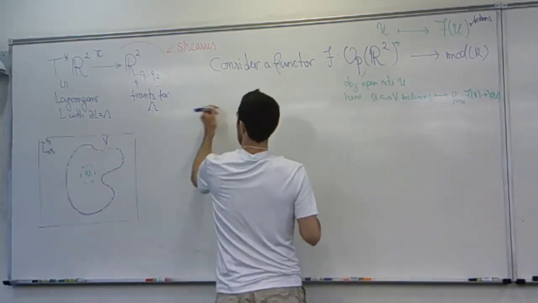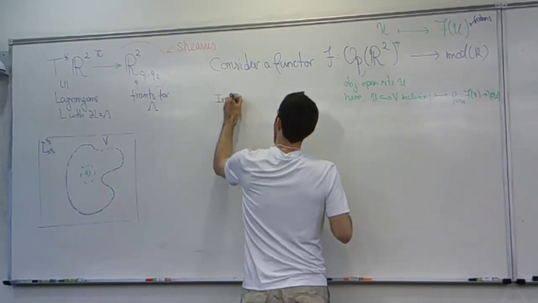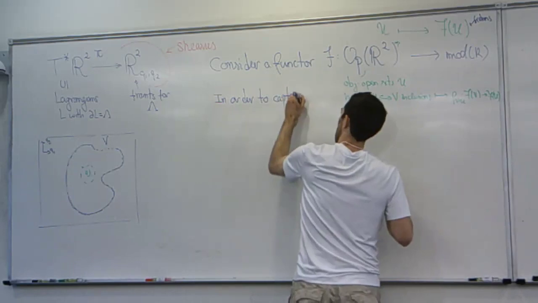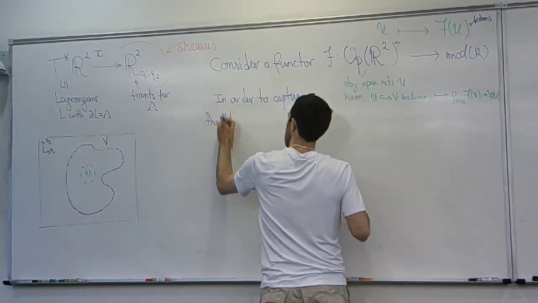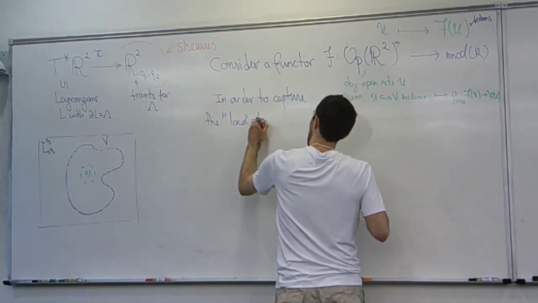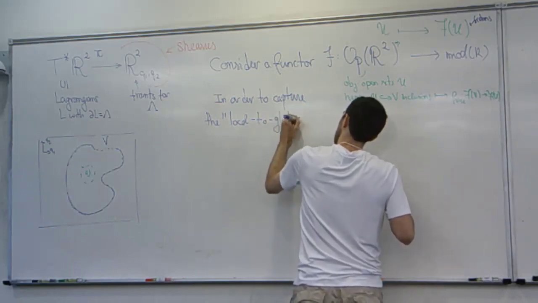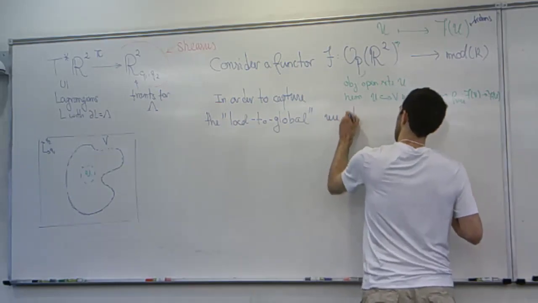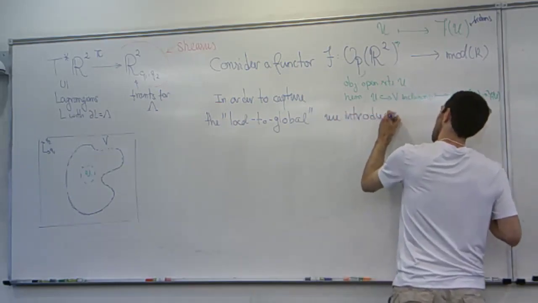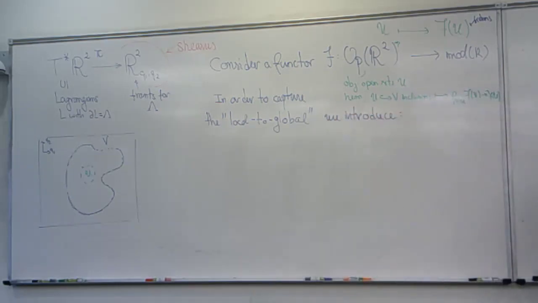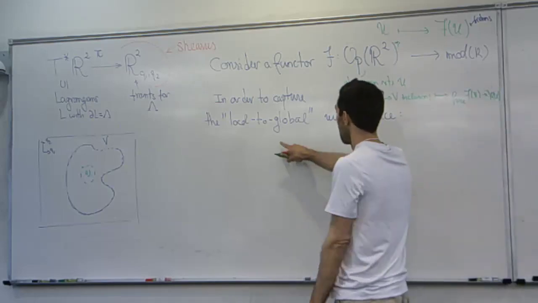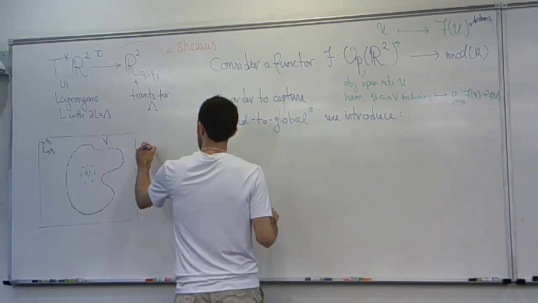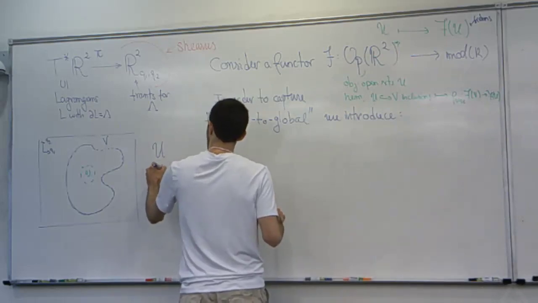So in order to capture the notion of local to global, the local to global principle, we're going to introduce a certain complex or diagram, which I'm going to denote like that. By the way, this is going to be a very non-traditional way of talking about sheaves, but I just find it to be clearer to me. So every time I have a sheaf, you can consider the following thing. So for any open set U, so this is an open set.